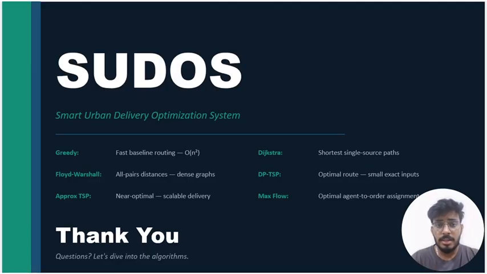To summarize: greedy for speed, Dijkstra for the shortest path, DPTSP for exact small routes, approximation TSP for scalable delivery, and MaxFlow for optimal agent assignment. Together, they form SUDOS.